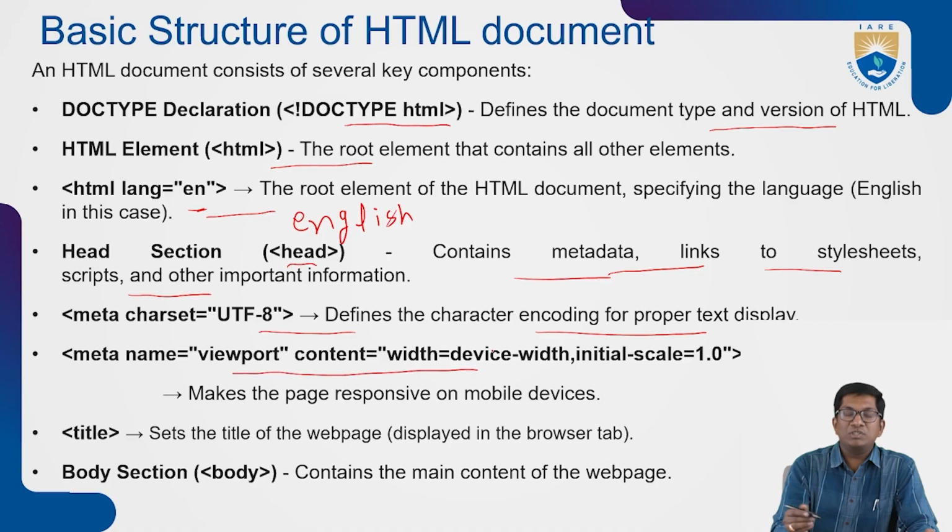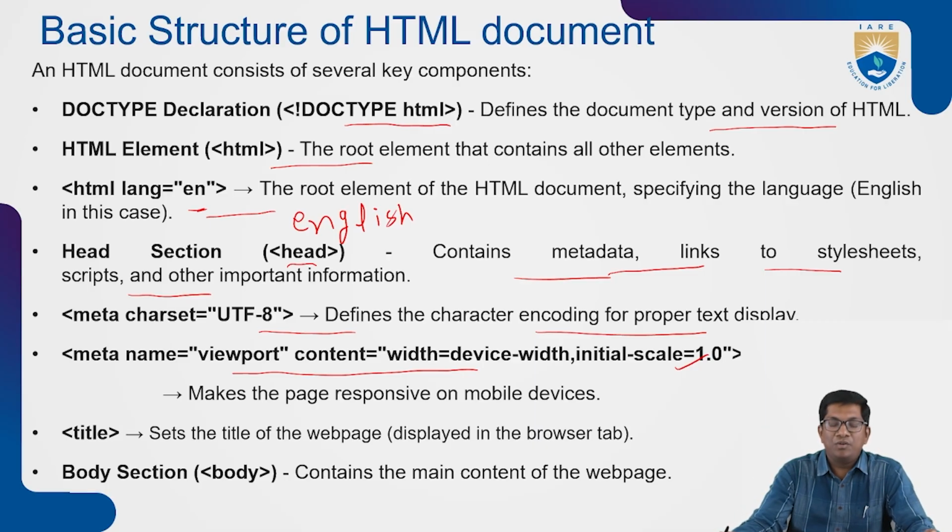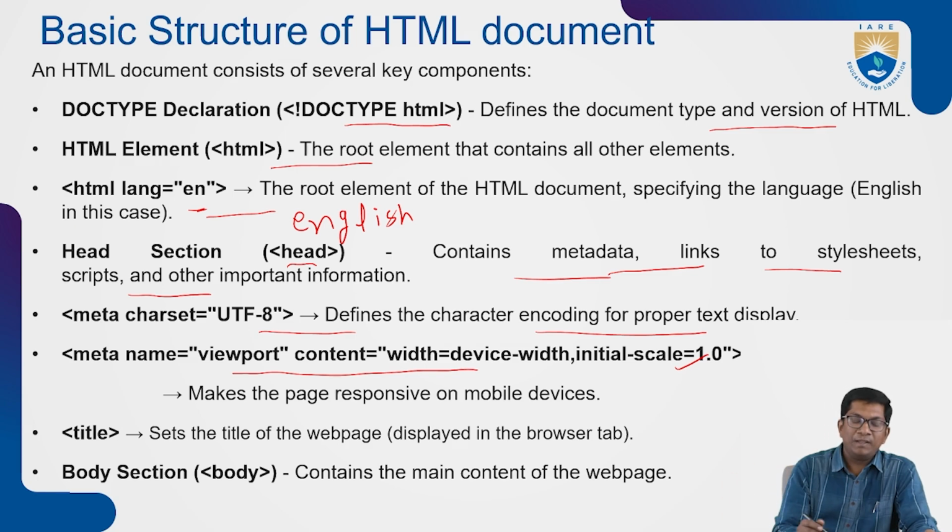Next, if you want to create a responsive web page for your web document, then you have to use meta name equal to viewport, content equal to width equal to device-width, and initial-scale equal to 1.0. That means 1.0 takes the screen's full page, full width. By default, it takes the full width of your device. So whatever your content is, it is displayed across the entire web page in the browser.